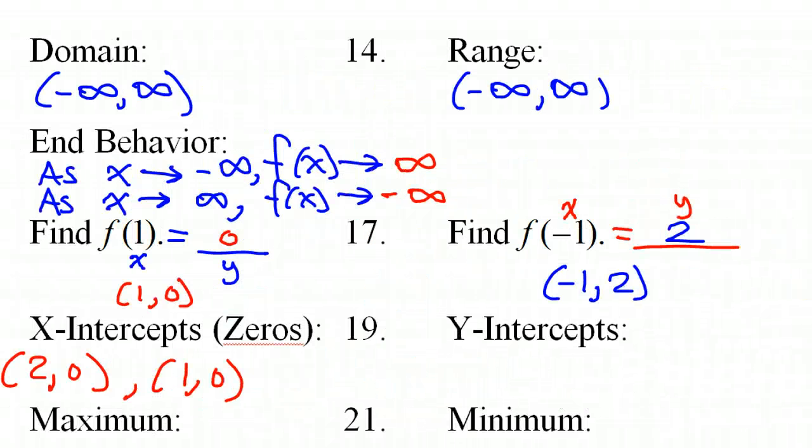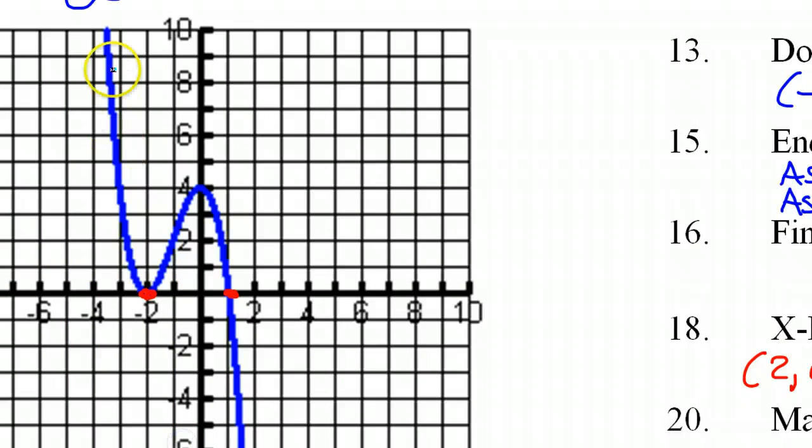Okay, what about the y-intercept, or intercepts? Well, the y-intercept is where the graph touches the y-axis, and there is only going to be one of them. So here's the y-intercept, and that is the point 0, comma 4.